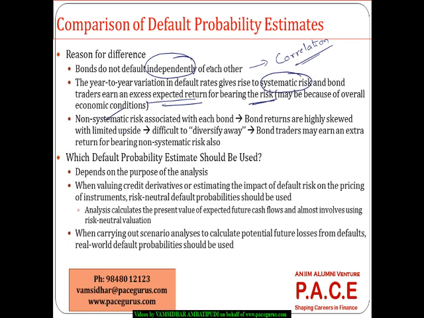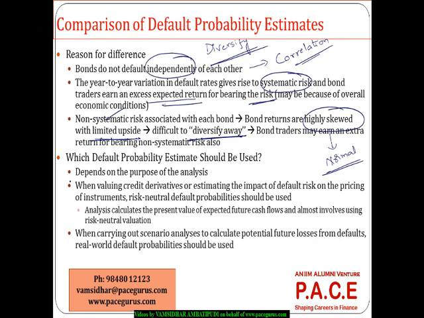In the equity world, that may not be existing, because we say the equity investors can diversify it by creating a portfolio. Whereas in case of bond, that is not that possible. One reason, bond returns are highly skewed, whereas for stock returns we make an assumption they are very close to normal. Whereas bond returns are highly skewed with a limited upside. So they become very difficult to diversify away, which means the bond traders need to be compensated with a higher return even for bearing this non-systematic risk also. So that's the reason we see a big difference in real world versus risk neutral probability of default.